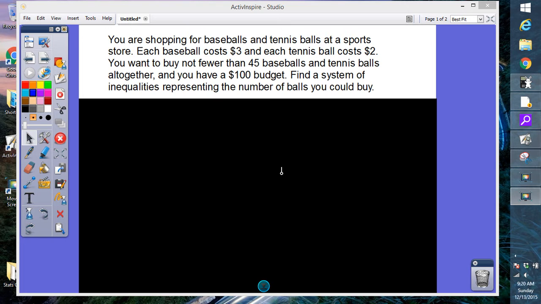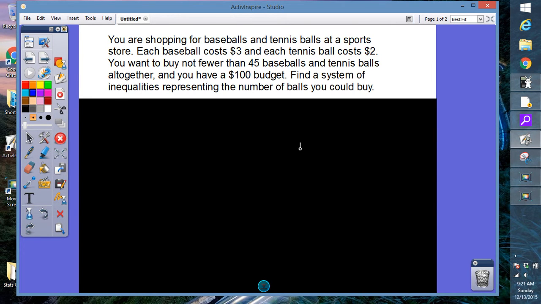Okay, you should be unpaused now. So this is what I did. Most of these problems are set up with the fact that you have a total number of two things that you're interested in, and you have a total cost of two things that you're interested in. So this one discusses baseballs and tennis balls. Remember to define your variable.